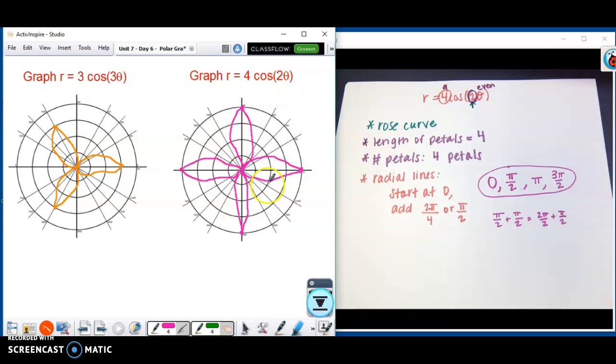And so that is a rose curve. So far for the rose curves, you have a lot of information that I have to tell: the number of petals, length of the petals. The radial lines is probably the trickiest part. Just have to make sure you start at the right place and make sure you're adding 2 pi over the number of petals, not just n, but the number of petals. Alright, so we'll do the sine one in, hopefully, the next one, which will be the last video.